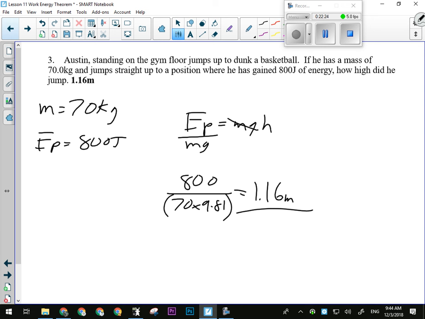1.16 meters is like 46 inches or something like that. Somebody could jump straight up in the air. Strictly vertical leap, yeah, that's pretty impressive.